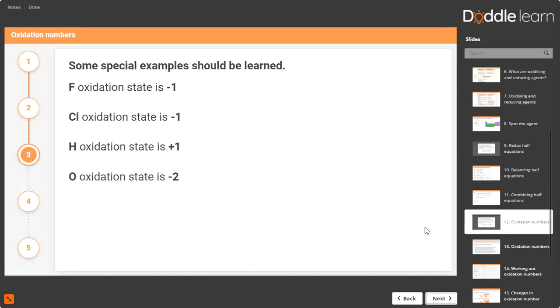We have some special examples. These have to be learned. So this will be good when you watch it back later. Give this a pause, make sure you've got these jotted down, because these are really important. So fluorine's oxidation state is -1. Chlorine's oxidation state is -1. Hydrogen's oxidation state is +1. And oxygen's oxidation state is -2.